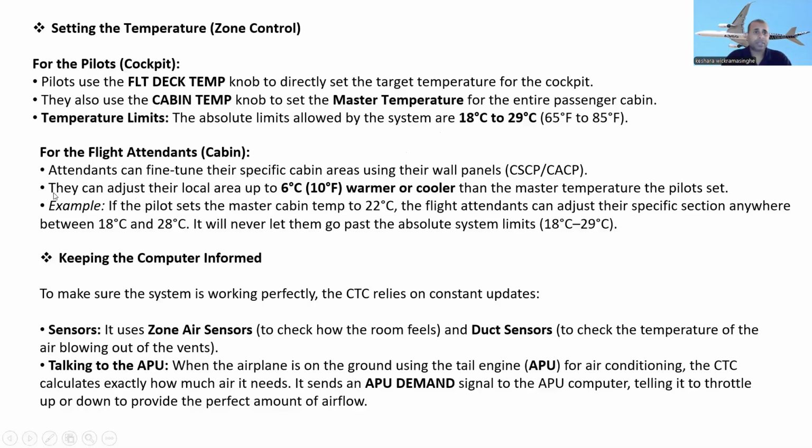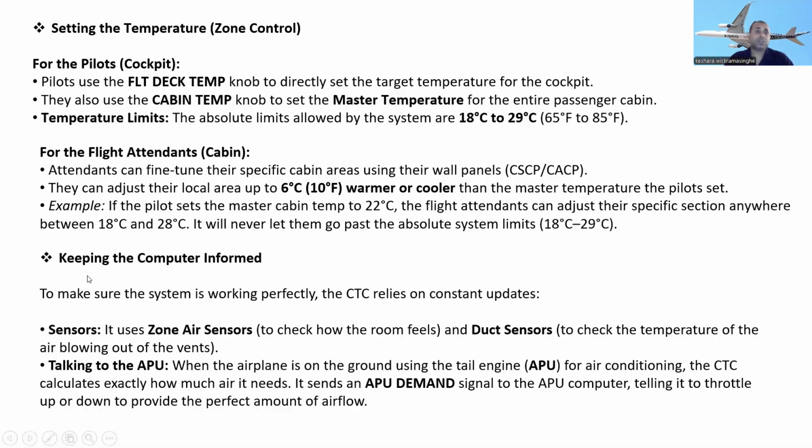They can adjust their local area up to 6 Celsius warmer or cooler than the master temperature the pilot set. Example: if the pilot sets the master cabin temperature at 22 Celsius, the flight attendant can adjust their specific section anywhere between 16 Celsius and 28 Celsius. It will never let them go past the absolute system limits.